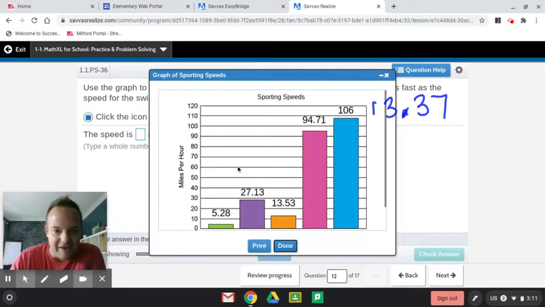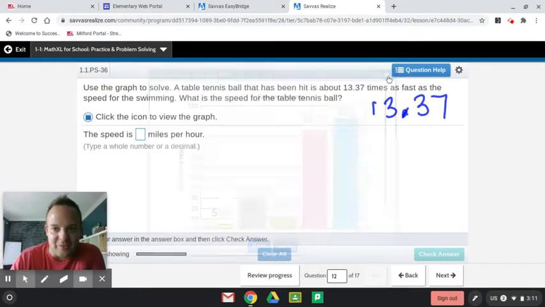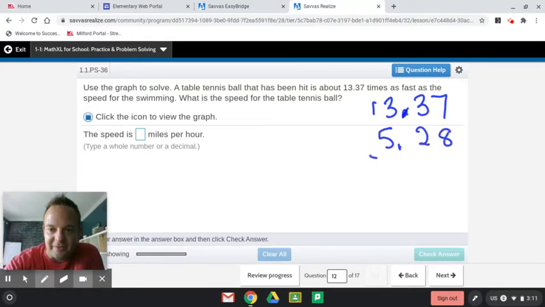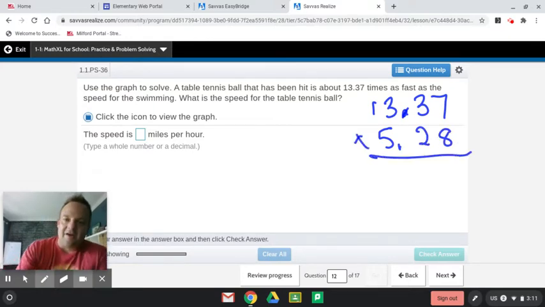13 and 37/100 times 5.28. 5 and 28/100. You hold on to it until I'm done doing this. Okay. All right. So 4 digits times 3 digits.